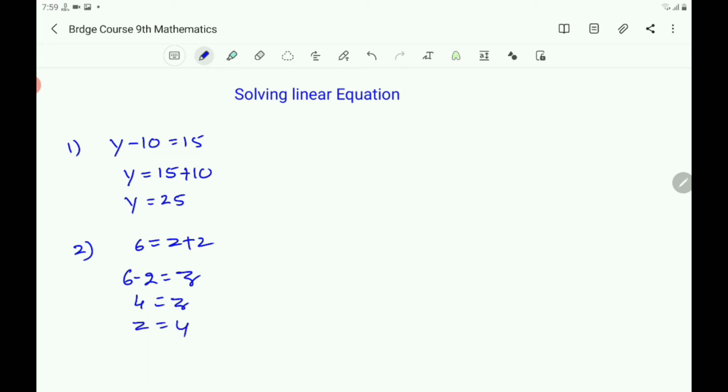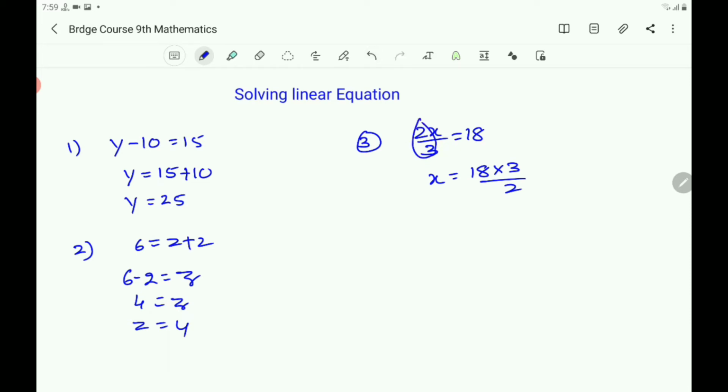Now let us take one more example. Third one. So you take 2x by 3 equals 18. Here you have to find the value of the variable. Then here you transfer this 2 by 3 to the RHS. That becomes x equals 18 into 3 by 2. Here what you have done? We have transferred this 2 by 3 to the RHS.